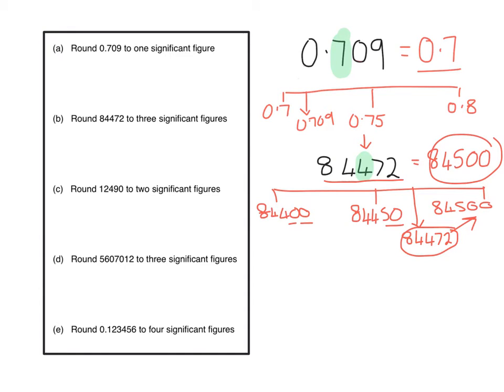Okay, let's have a look at part C. So we've got 12490, and it's to 2 significant figures. I find my first significant figure, which is the 1, and the second is the 2. So it's this number that I'm going to highlight, and that's the number that's either going to stay the same or go up. So draw out my number line. It's going to stay as 12,000.